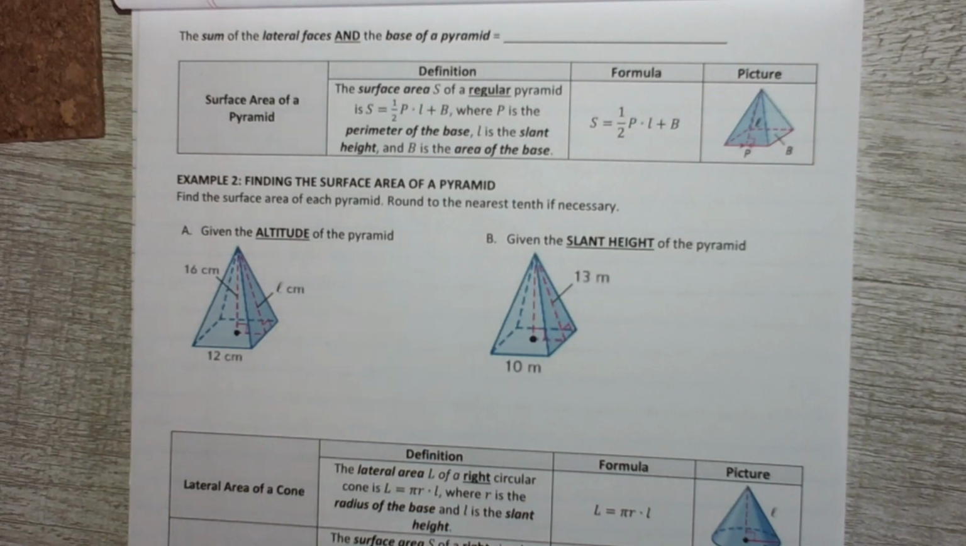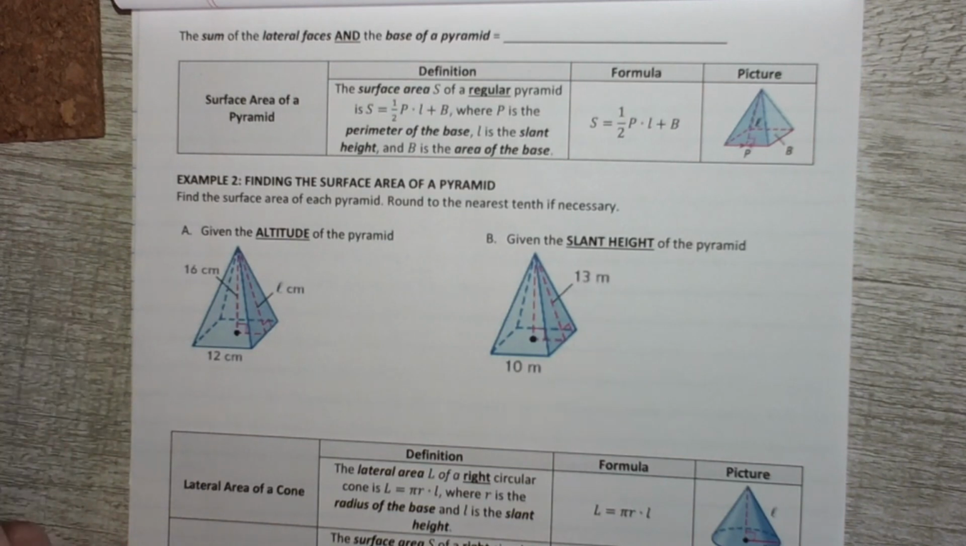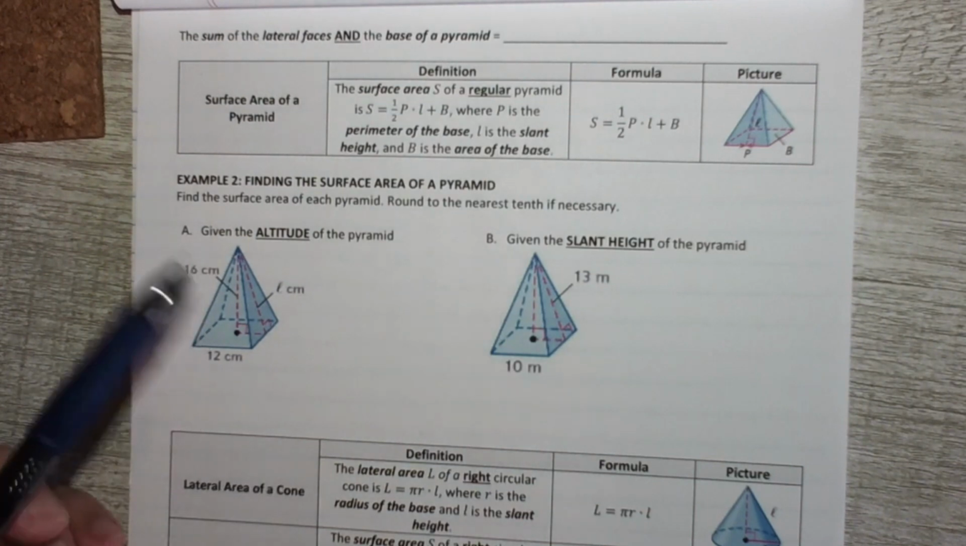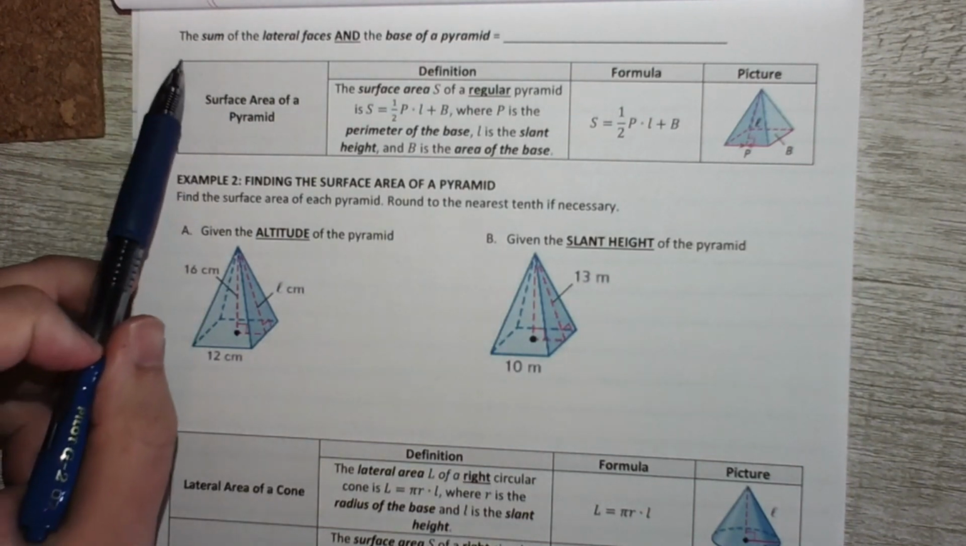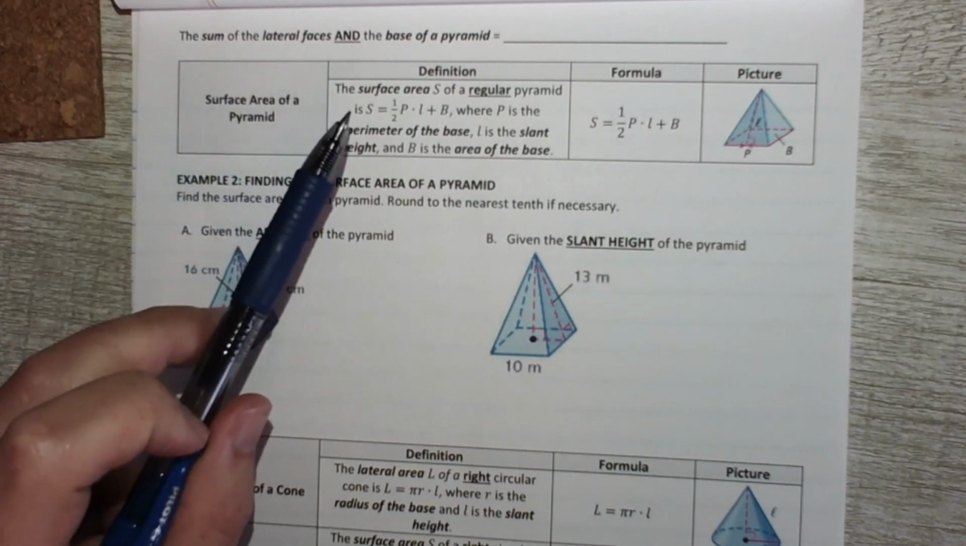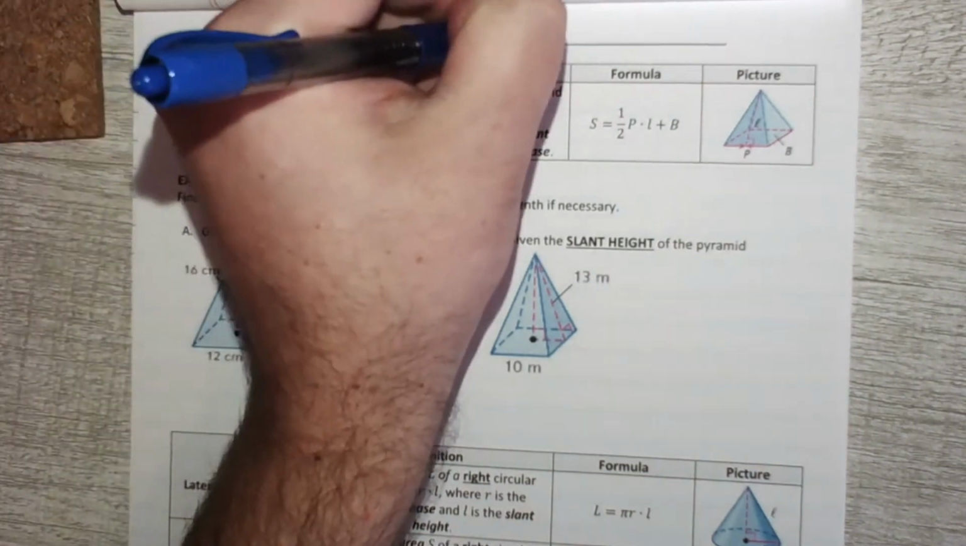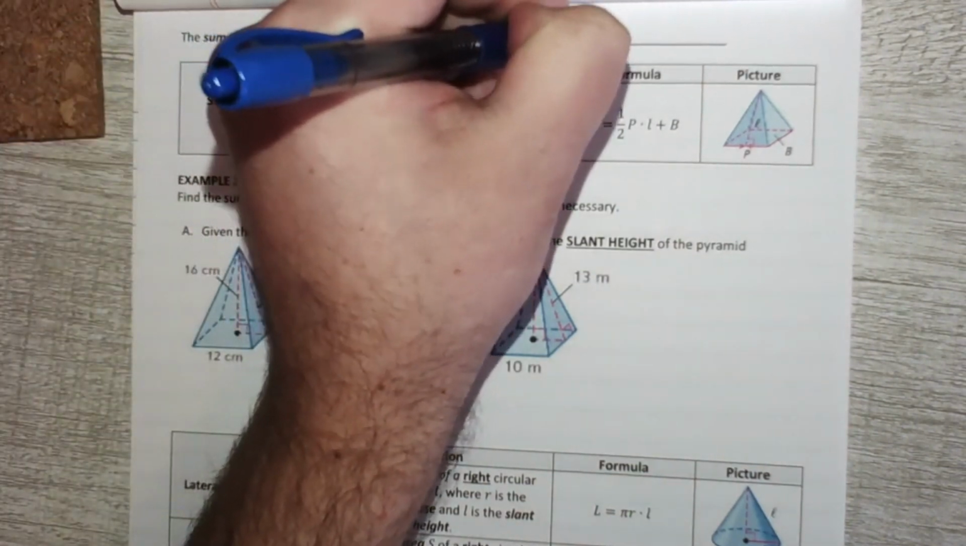Okay, we are going to continue from the previous one where we found the lateral area of a pyramid. In this one, we're going to take it a step further, and we're going to find what's called the surface area of a pyramid. The surface area is kind of close to the lateral area. It involves finding the lateral area, but the surface area is the sum of the lateral faces and the base of the pyramid. So in this case, this is the surface area.